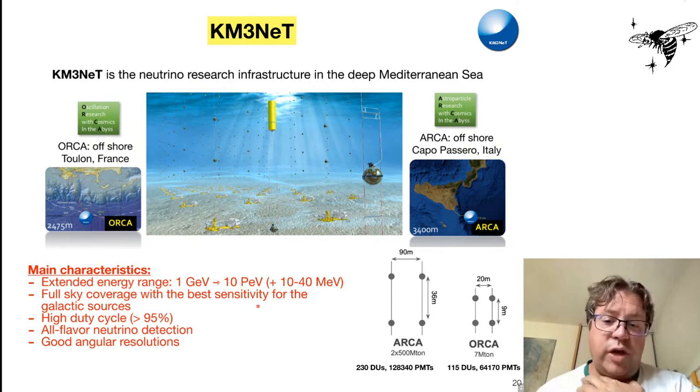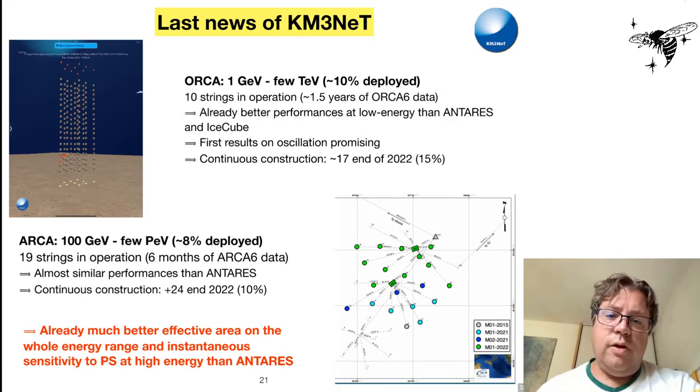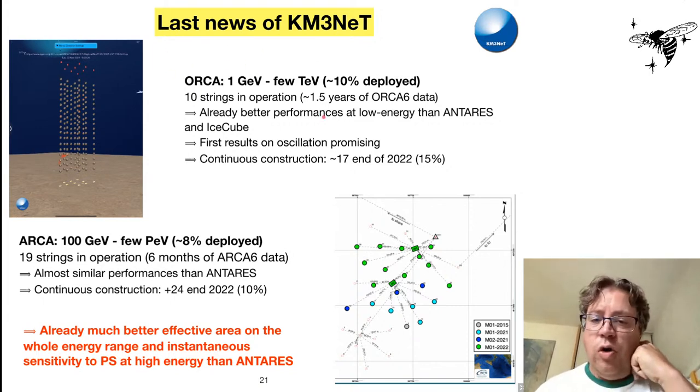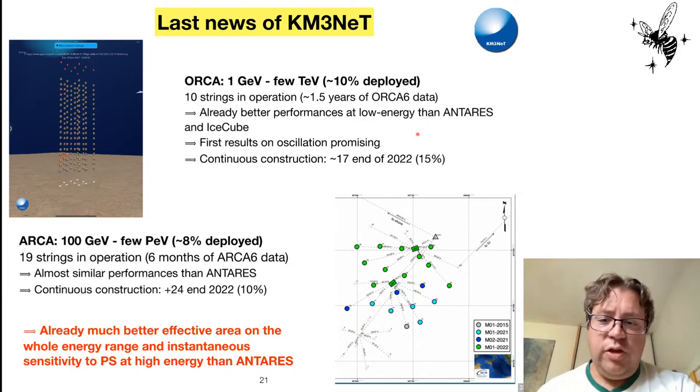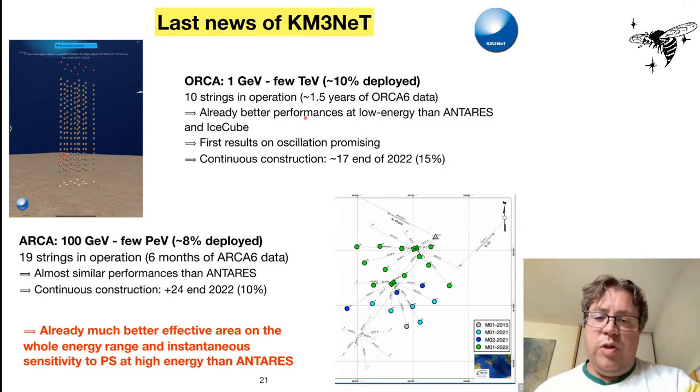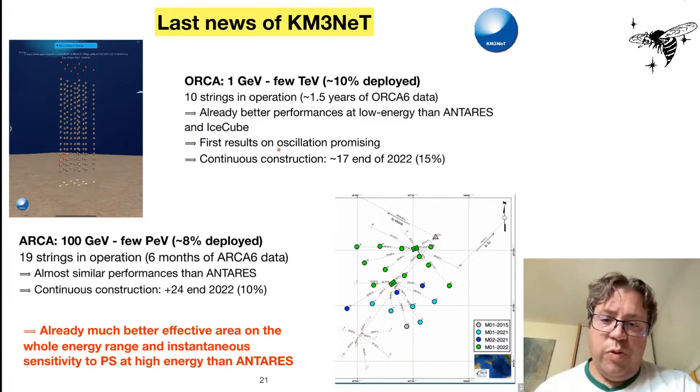We have a full sky coverage, a high duty cycle, and we can do quite a lot of all-flavor neutrino detection. One thing before, where we are right now: ORCA has around 10 lines in operation. It's 10% of the detector which is deployed, more or less. We have a bit more than 1 year, 1 or 2 years of data. Here we already have better performance at low energy, and we have published the first result on oscillation.